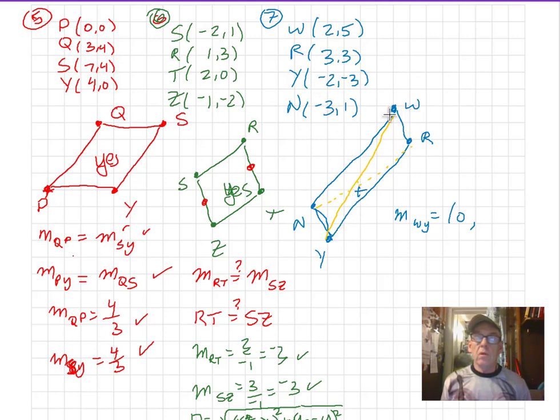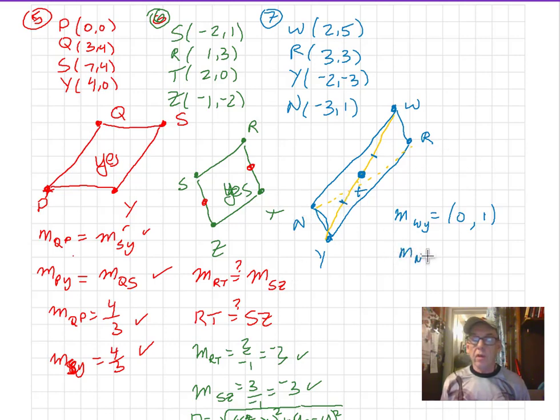The y that goes with W is a 5. The y that goes with Y is a -3. 5 plus a -3 is a 2. 2 divided by 2 is 1. So over 0 and up 1 is the midpoint of WY. Let's do the same thing for NR.